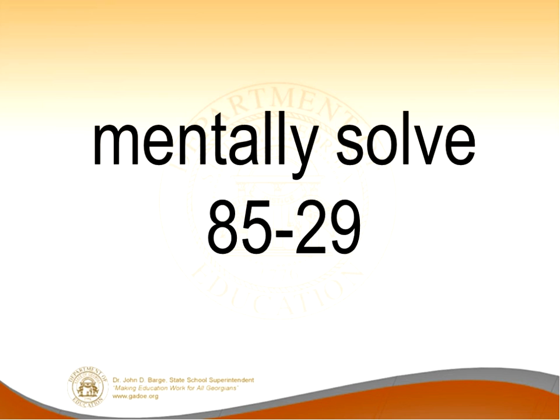Okie dokie. Do you have your answer, Turtle? I do. Excellent. How did you solve it? Well, I thought, why don't I just take 85 minus 30, which is a little easier for me, which gets me down to 55, but I didn't really subtract 30, I subtracted 29, so I put one more on, and that makes it 56.